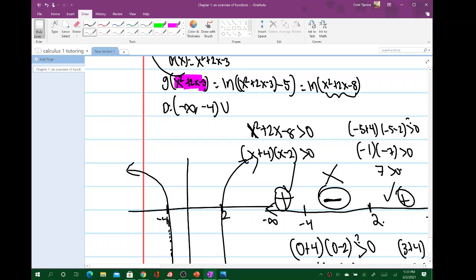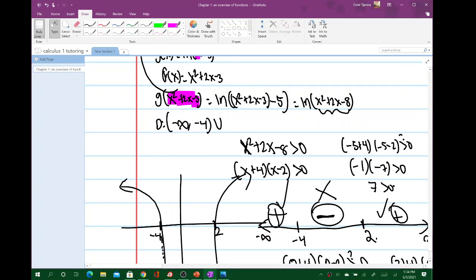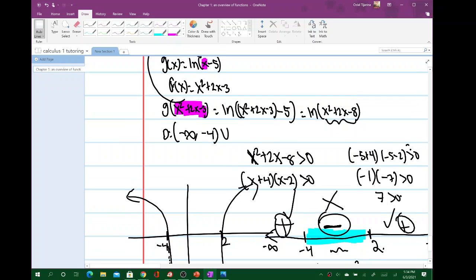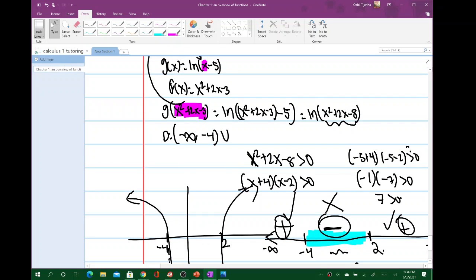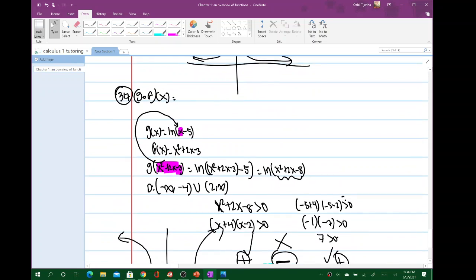and then, let's see here. It's also not including anything greater than -4, because in this part of the interval, it's negative, and we don't want negative inside of our natural log, right? Because then if it's negative, it's going to be undefined. So we're not including anything between -4 and 2. So it's going to be union 2 to infinity. Okay, it's tricky. It's tough. This one's a little tough.